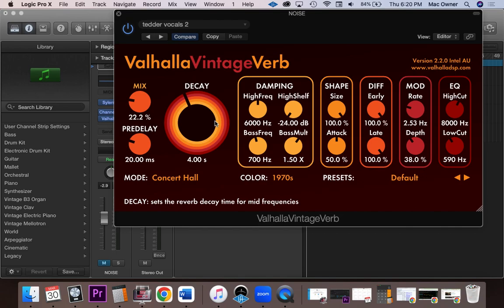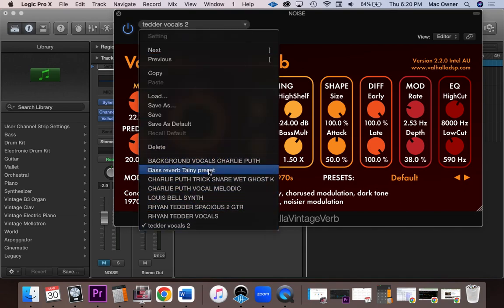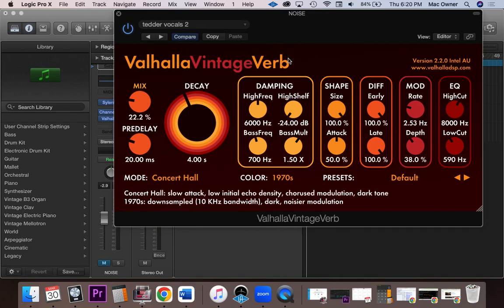Today we're going to take a look at this reverb. This is one of those reverbs that is highly used by many producers, it's like almost every single producer is using this one. I'm taking classes from these different professors like Charlie Puth, Ryan Tedder, Louis Bell, Tiny, and they use it quite a lot. So I'm going to show you 5 of these buttons that they use all the time.